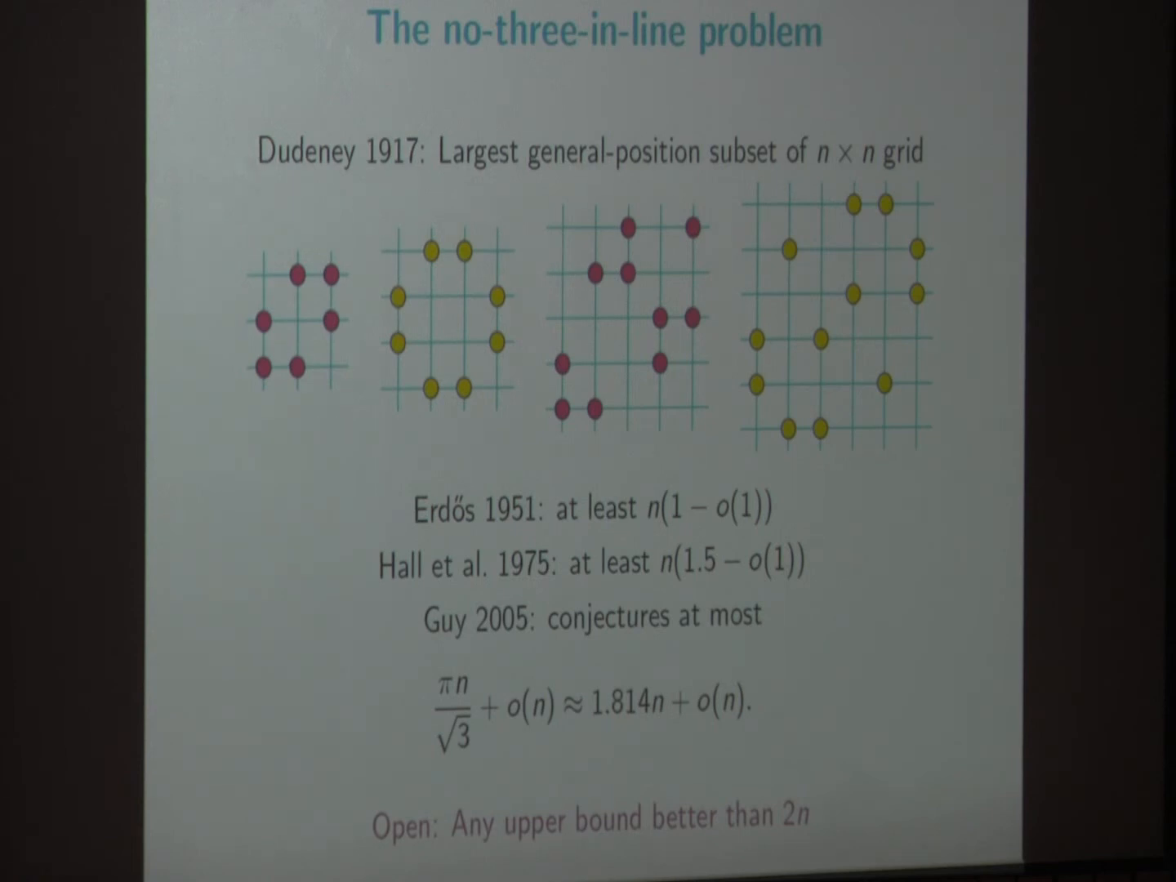algebraic construction, which was improved by Paul and 3 co-authors in 1975 to 1.5n, but we don't know what the right constant should be. We don't know that it's not 2. So any bound less than 2n would be a big breakthrough in this problem. But the size of the largest general position subset is another of these monotone parameters. And we happen to be looking at grids, but you could ask the same question about many other configurations.